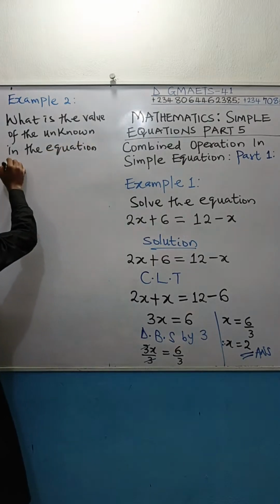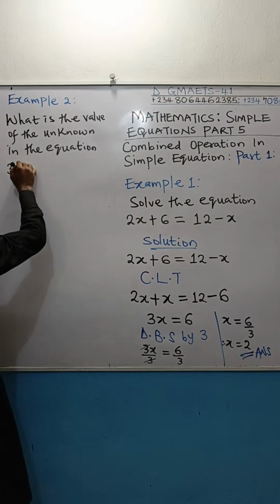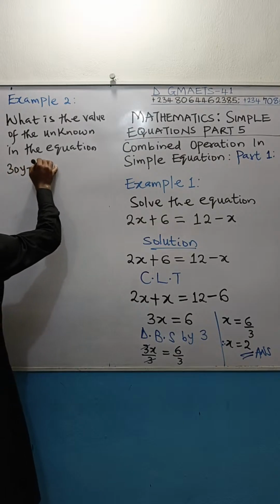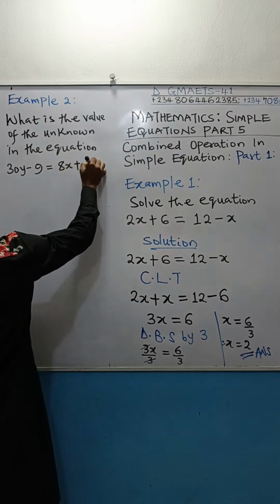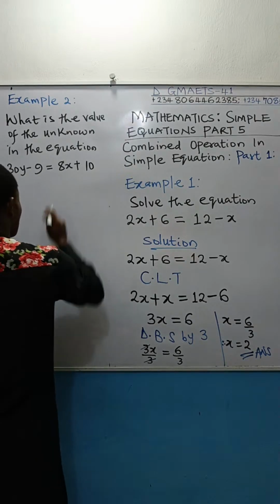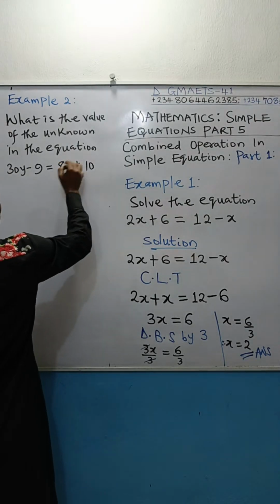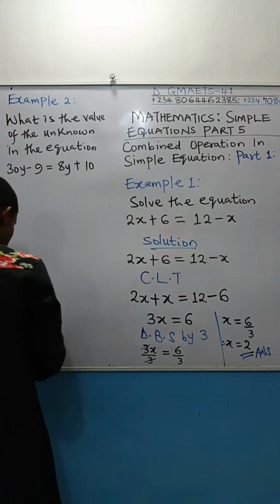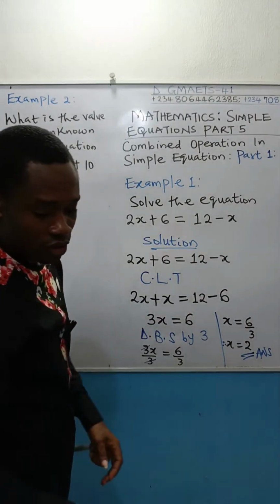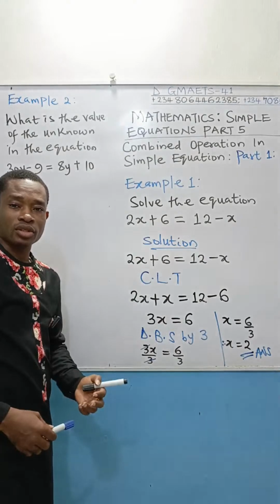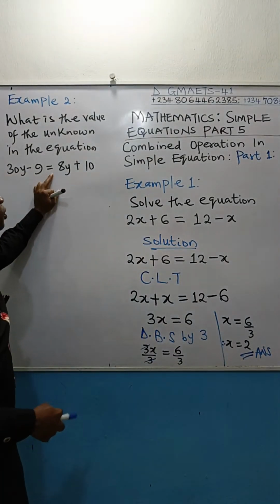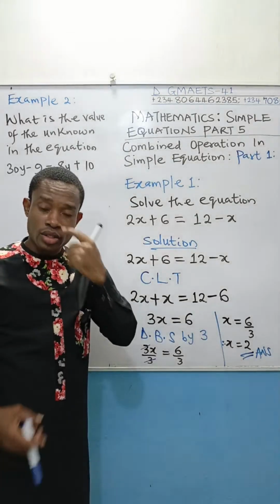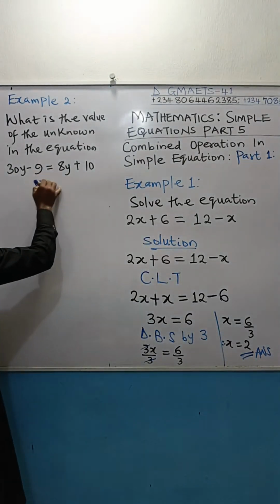So this is the equation. We have 30y minus 9 equal to 8y plus 10. What is the value of the unknown in this equation? The equation is 30y minus 9 equal to 8y plus 10. So let us solve this quickly, no time to waste.